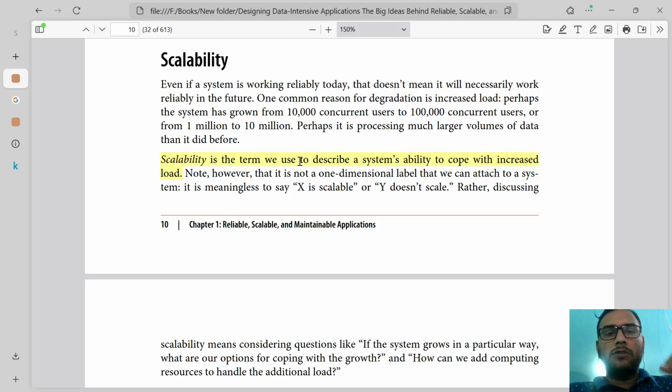If we have one user, tomorrow it may be 1,000. Day after tomorrow it may be 1 lakh or million. So systems should be able to handle the load, or handle the increasing amount of users.